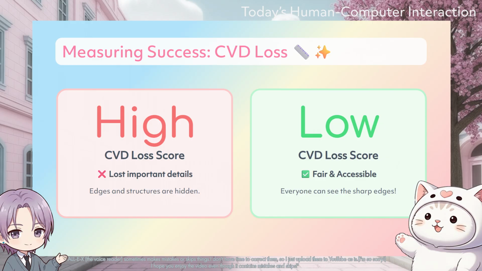If a person with normal vision can see the sharp edge of a flower petal, but a person with colorblindness cannot see that edge, the LOTS score goes up. A high score means the picture lost important details.